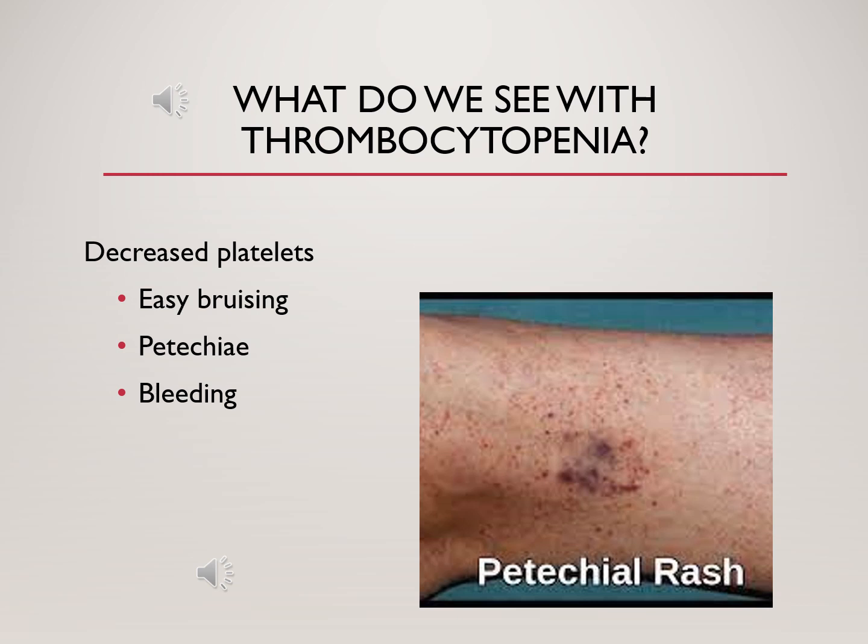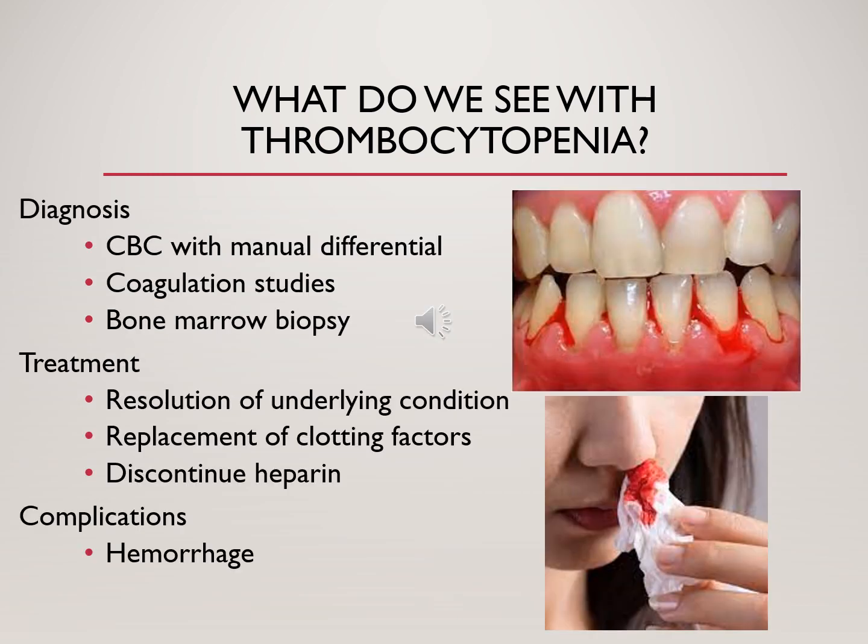So what do we see with thrombocytopenia? We see decreased platelets, easy bruising, petechiae, and bleeding. This bleeding may occur from the nose, around the gums, or from the GI tract. In severe cases, bleeding in vital organs such as the brain may prove fatal. A diagnosis of thrombocytopenia equals platelets less than 150,000.